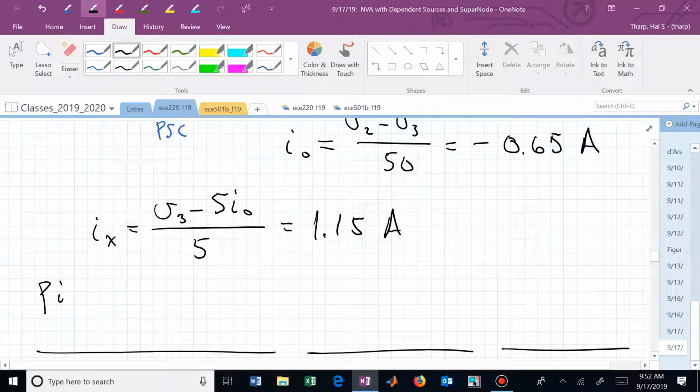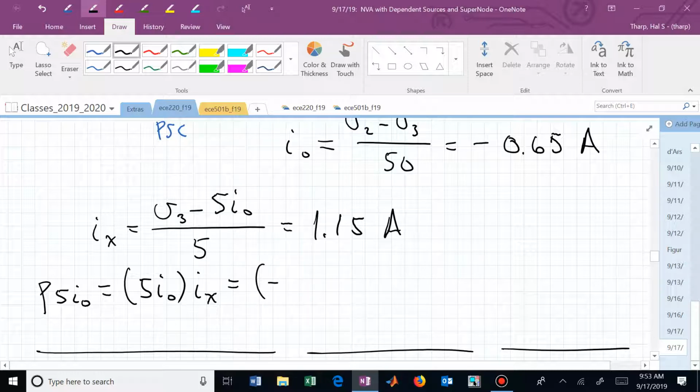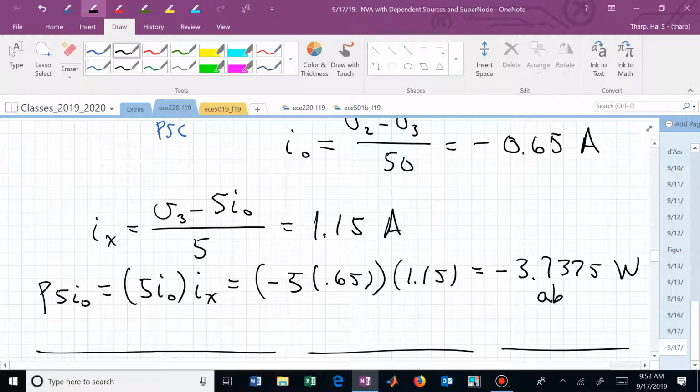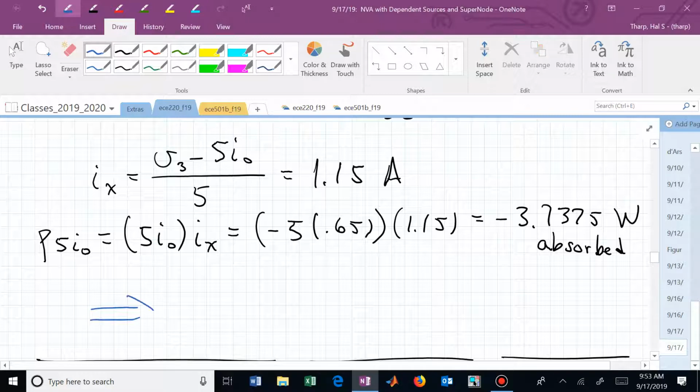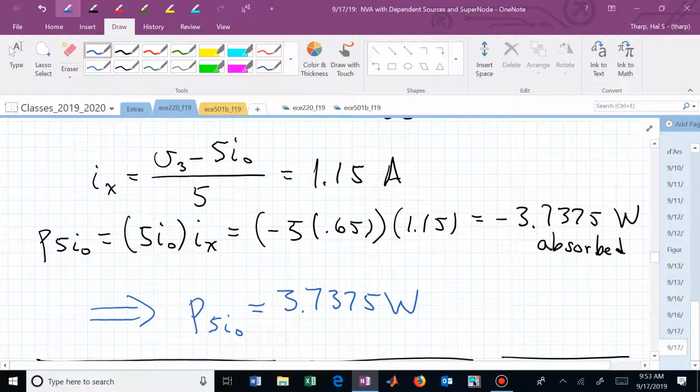Or P sub 5 I sub 0 is now 5 I sub 0 times I sub x, which is now minus 5 times 0.65 times 1.15, and all of that multiplied out gives us minus 3.7375 watts absorbed. Or we could also state that as 3.7375 watts delivered, supplied, developed by that dependent voltage source.